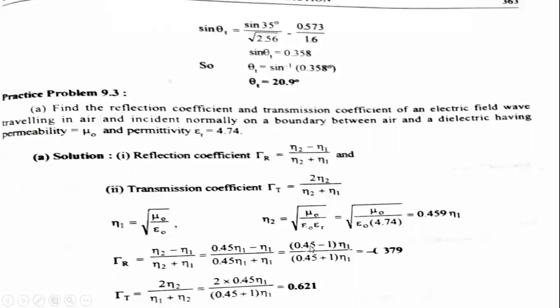For eta 2 you get root of mu 0 divided by epsilon 0 epsilon r. What is my epsilon r? It is 4.74, and mu r is 1 here. So it is mu 0 divided by epsilon 0 times 4.74. So what will happen here?